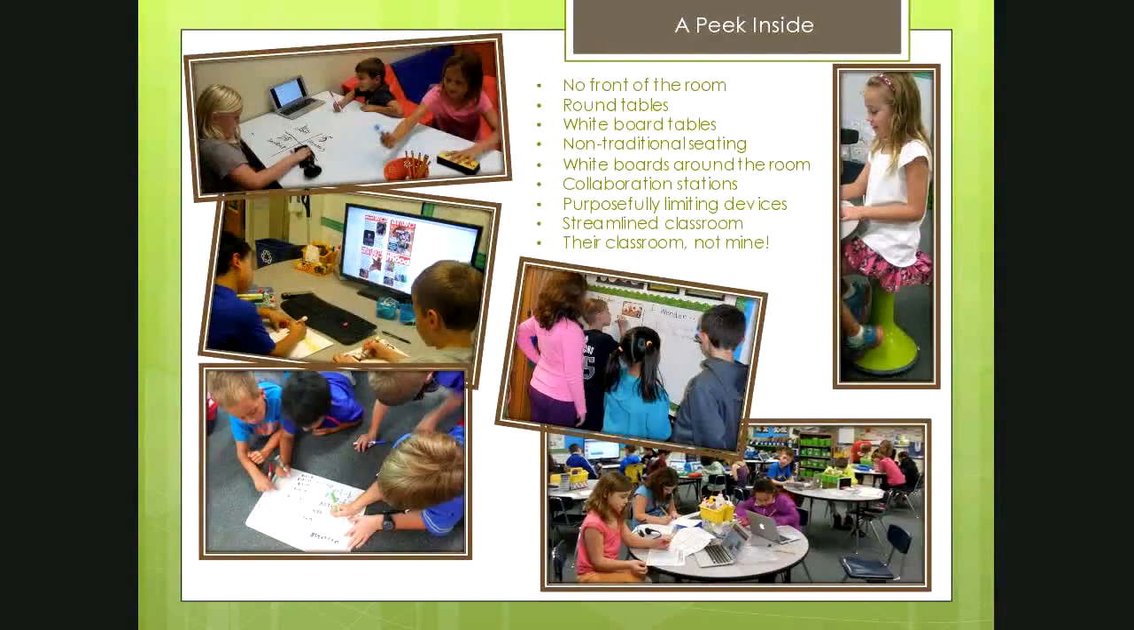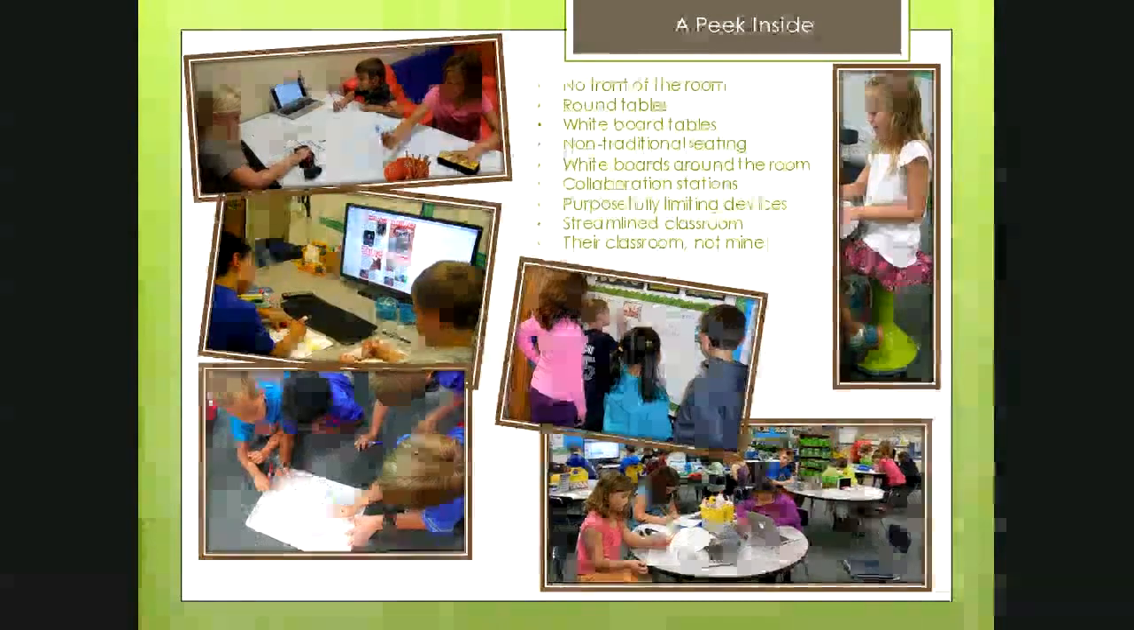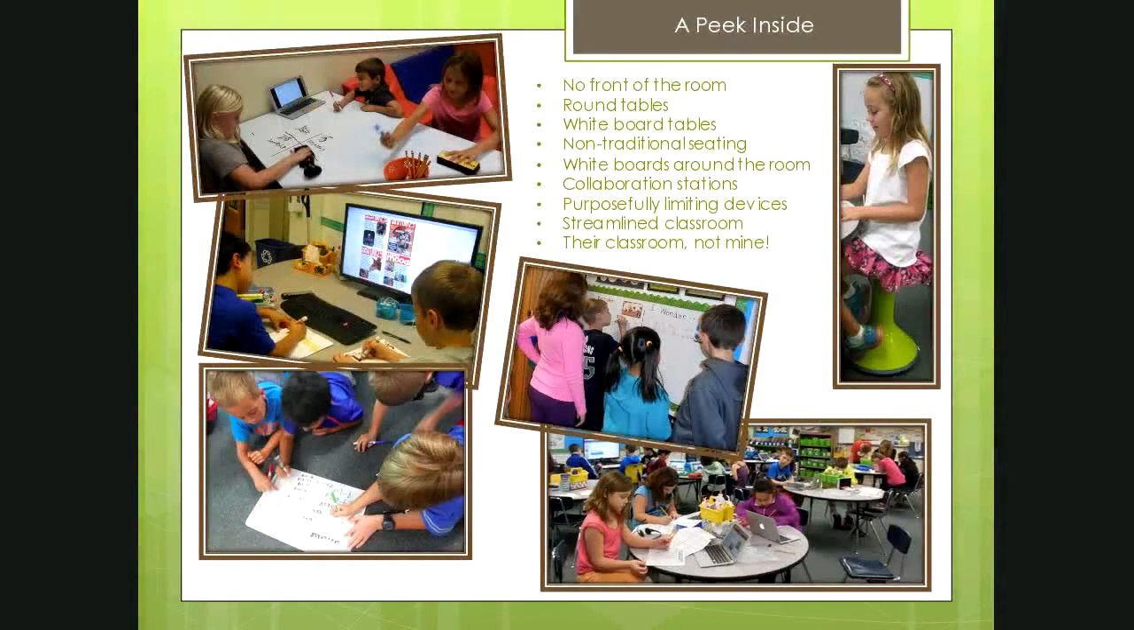So we have whiteboard tables. We have non-traditional seating, as you can see in the picture, some of these little rocking stools and different chairs that they have. We have collaboration stations, which I love. These are 2 half-moon tables with about 4 chairs around them, and each holds a 31-inch screen connected to a Mac Mini with headphones, and I can have groups of students work here.